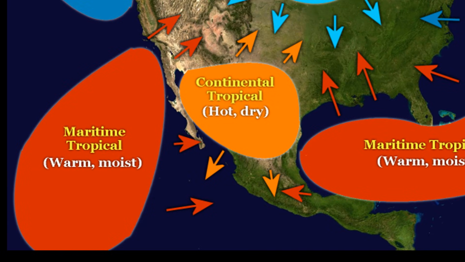Maritime tropical air masses, forming over the oceans near the equator, are warm with a great deal of moisture. During the summer, these air masses usually result in rain. But in the colder months, the precipitation could be snow.